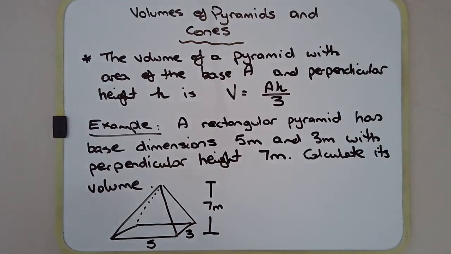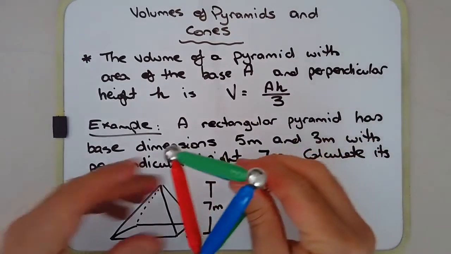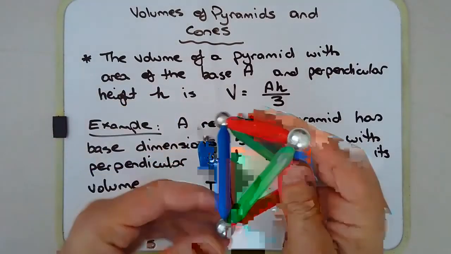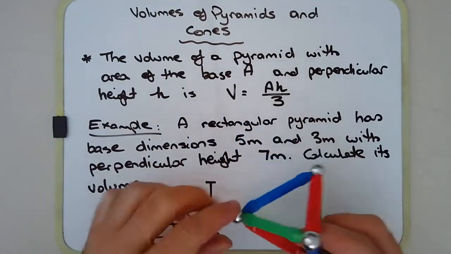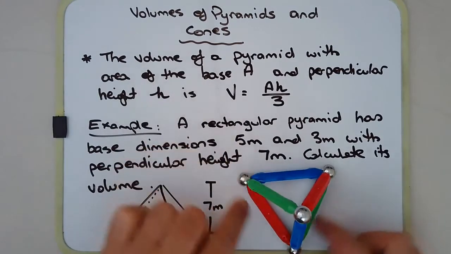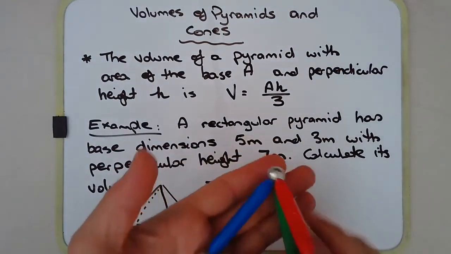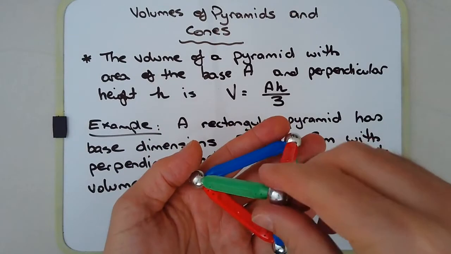Now, calculating the volume of a pyramid or a cone is actually very similar to calculating the volume of a prism, in fact. The formulas are quite similar. So hopefully we know what a pyramid is. Here's an example of one. So here's a triangular-based pyramid. Okay, so it's like a prism on one side, or basically one end, but it comes to a point.